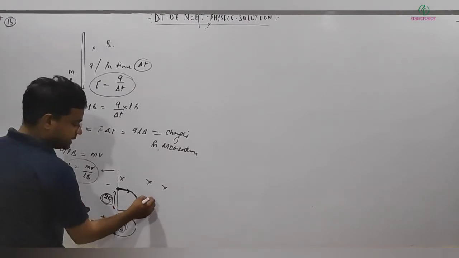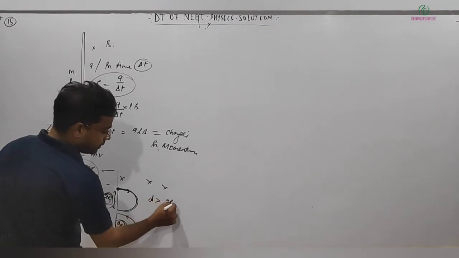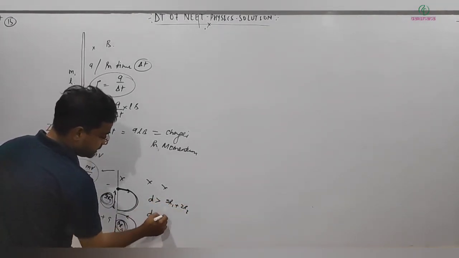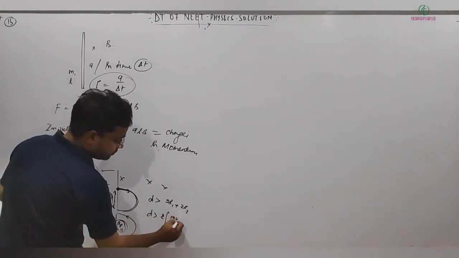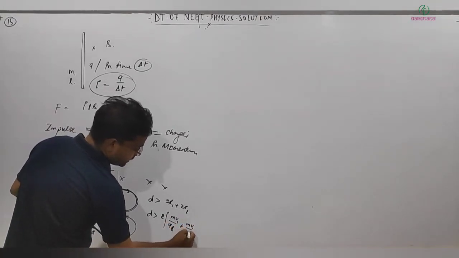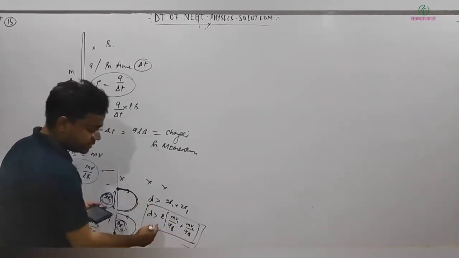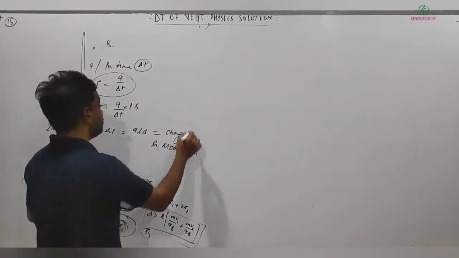So we can write that d must be greater than 2r1 plus 2r2, and I can write d must be greater than 2(r1 plus r2), just writing it, m v1 by qB plus m v2 by qB, and just rearranging, you will get it matching with option number 3. That is question number 14.